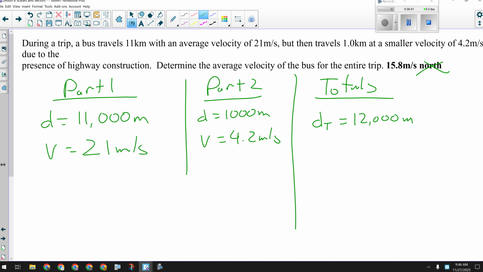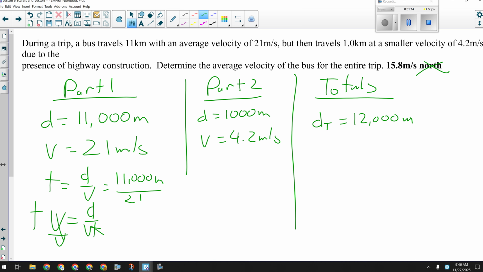What do I need to do in both part 1 and 2? Ollie, what do I have to do? For what? In part 1 and 2, I don't have time. You have to divide 11,000 by 21. Right, okay, I've got to manipulate V equals D over T for T. So I got to move T over to this side, divide both sides by V. Okay, so T equals D over V. And as Ollie said, I've got to divide 11,000 meters by 21 meters per second. That'll leave me with seconds.